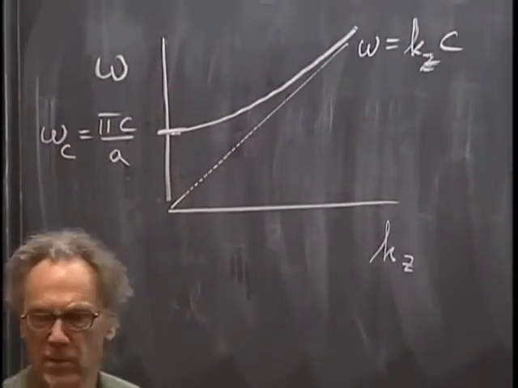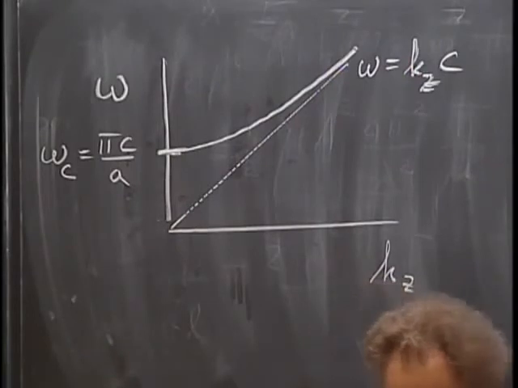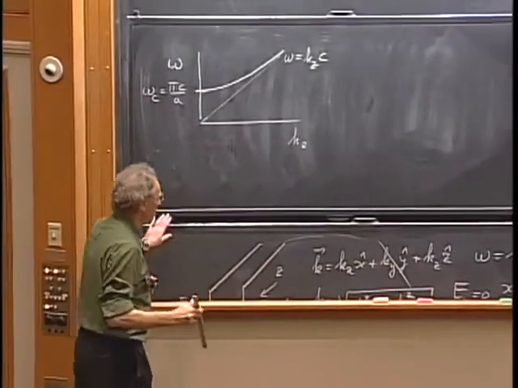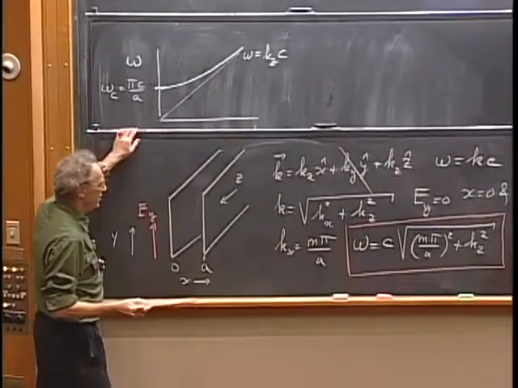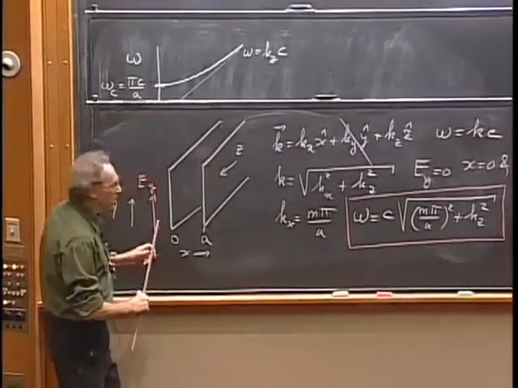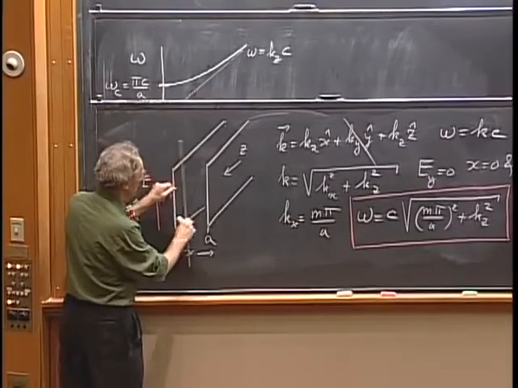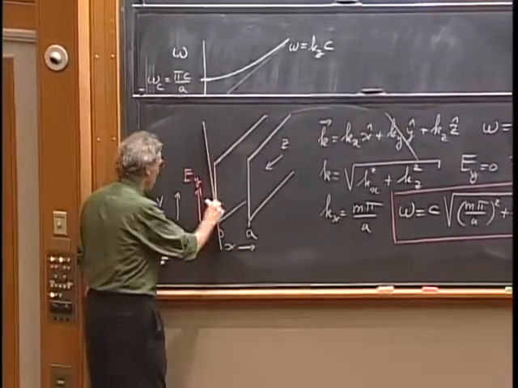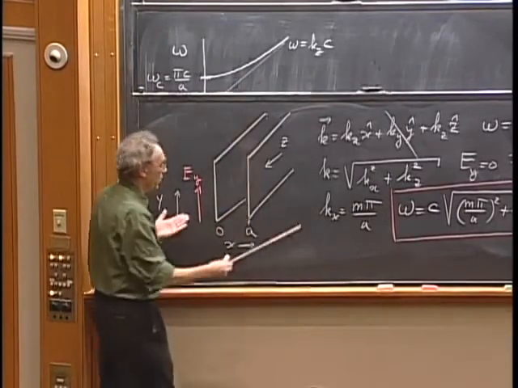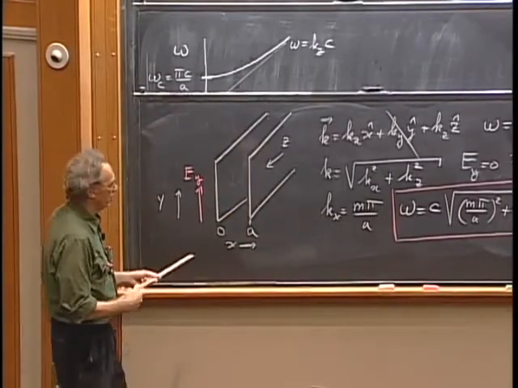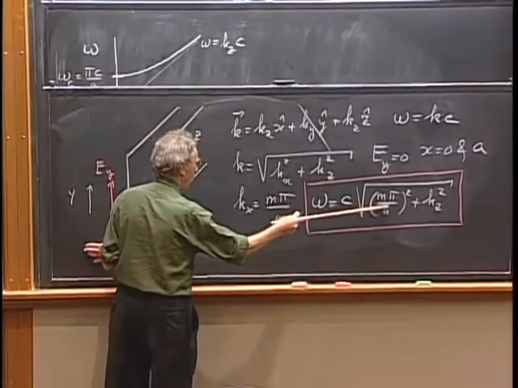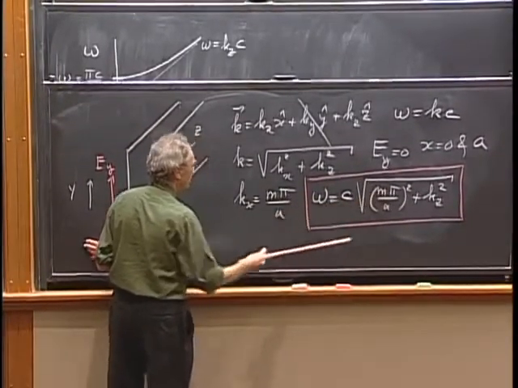So no frequency below that value can propagate through the gate, so to speak, through the opening, because it cannot meet the necessary condition that the E field becomes 0 here and 0 there, which is non-negotiable. It has to become 0 here and it has to become 0 there because it's an ideal conductor. So kx must obey this boundary condition.